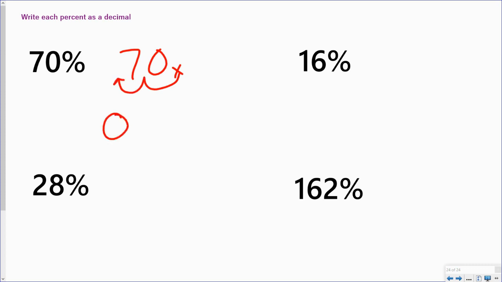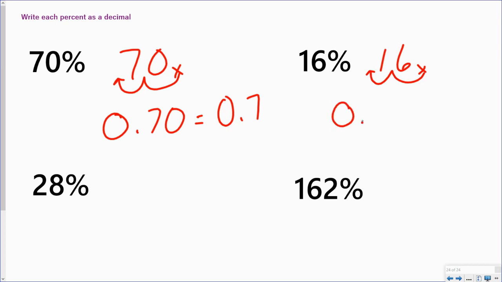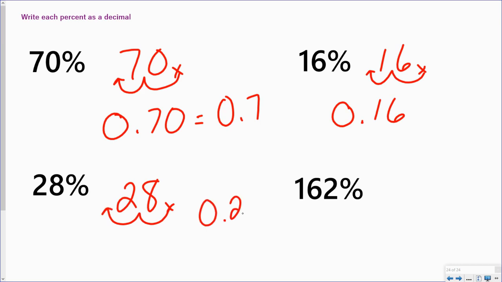That gives me 0.70 hundredths, which is the same as 0.7, or 7 tenths. Here I have 16%. Again, 16 is a whole number, so my decimal is right here. Move it once, twice, and so I end up with 0.16, or 16 hundredths. Here I have 28%. Again, my decimal's right here because it's a whole number. So I move it once, twice, and that gives me 28 hundredths.